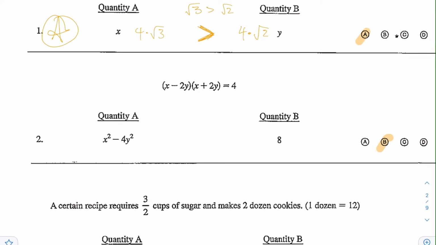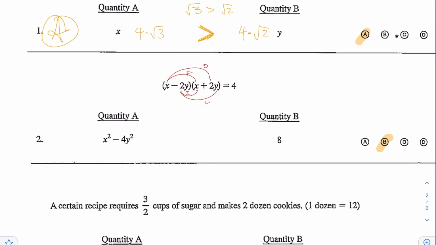Next, for number 2, you have this equation x minus 2y in parentheses times x plus 2y in parentheses, and that's equal to 4. And one thing that you can do here is just to distribute using the FOIL method. So that's first, outer, inner, last. That's a way for us to distribute 2 times. But when you distribute, you have to remember to include a sign.